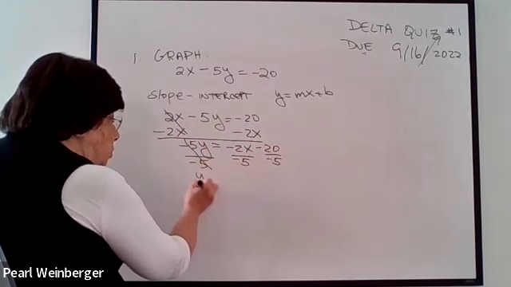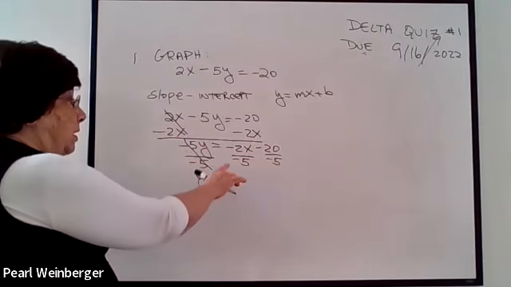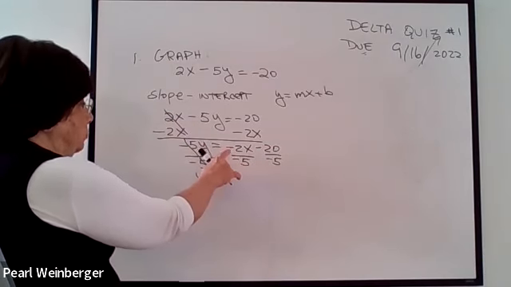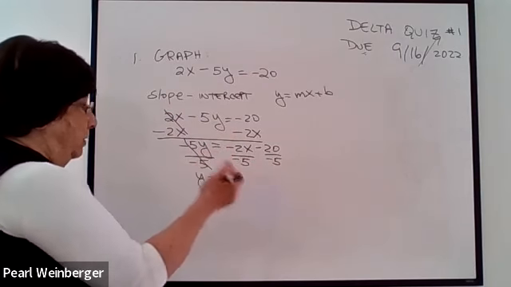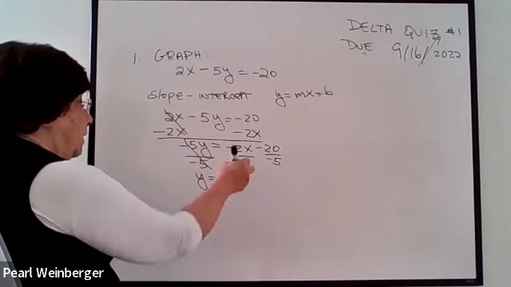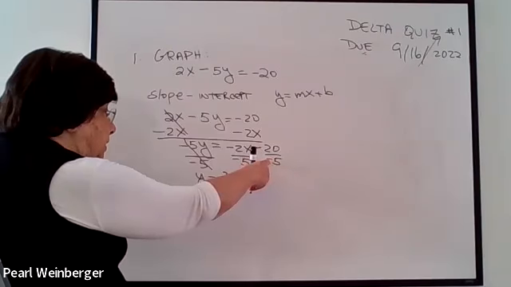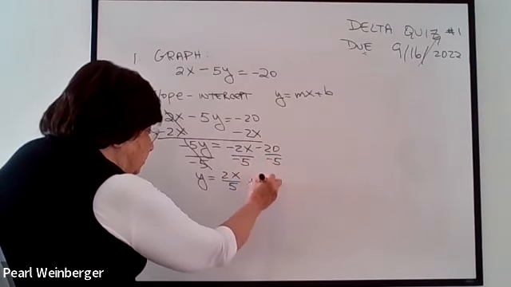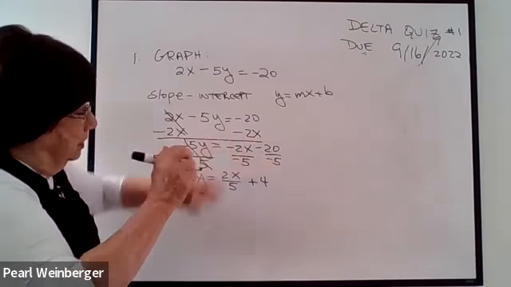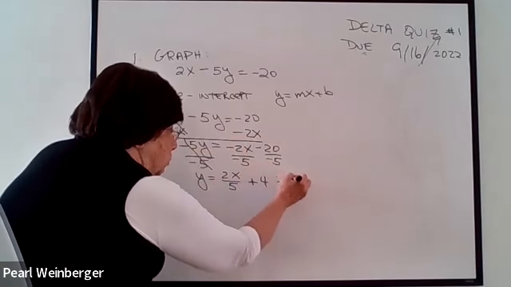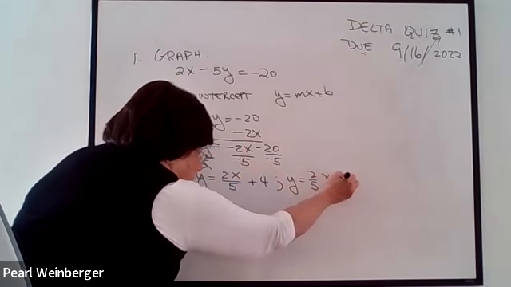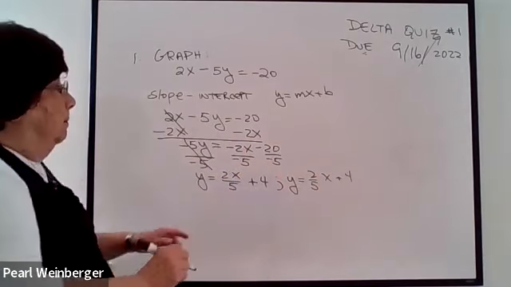So this leaves me y, which is what we were looking for. Now this is negative 2x over negative 5. So first of all, a negative divided by a negative is positive. So this becomes 2x over 5. And then we have negative 20 divided by negative 5, which becomes a positive 4. And you could either write it this way with the x on top, or you could write it this way, y equals 2/5, and put the x next to it, plus 4. It means the same thing.